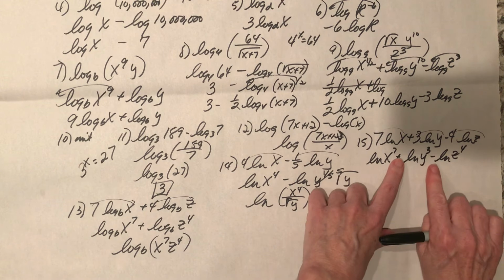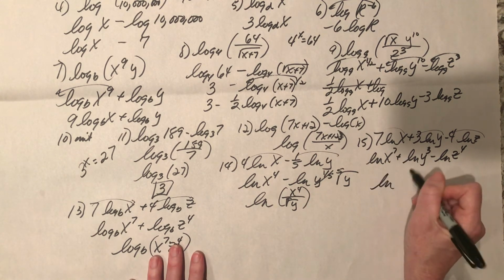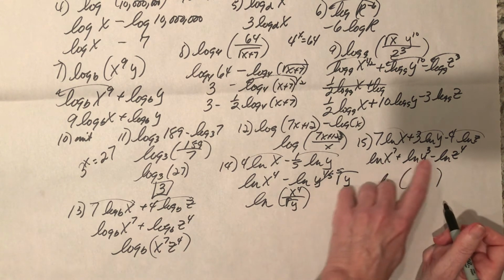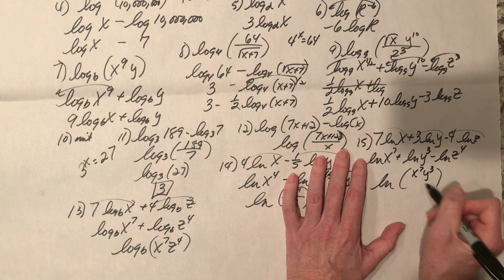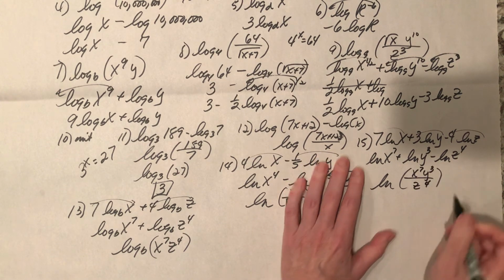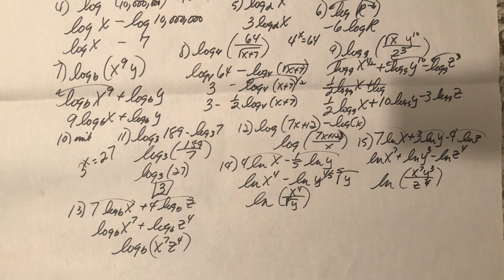Now let's deal with the product property and the quotient property. So natural log of, these two are added together, so they're going to be multiplied together in the log, and then subtracted from, which indicates division of logs. Let's see, that's number 15. Yeah, we're good.